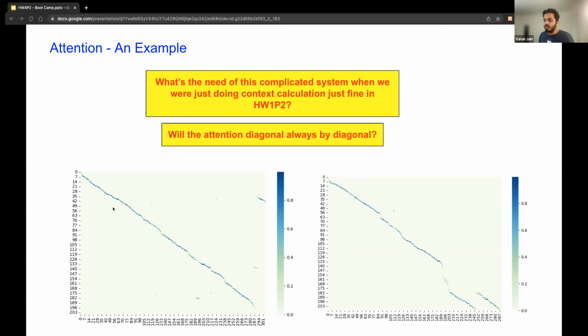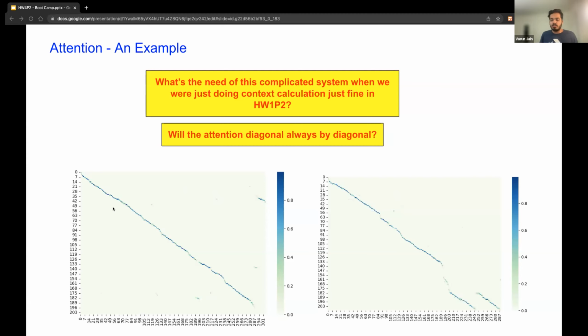If your attention diagonal is showing up on the toy dataset, it basically means that your model is working fine. It's training fine and it's learning fine. If it's not learning the attention diagonal on the toy dataset, then you will need to go back and look at your model and try to understand which part of the code is not working for you.